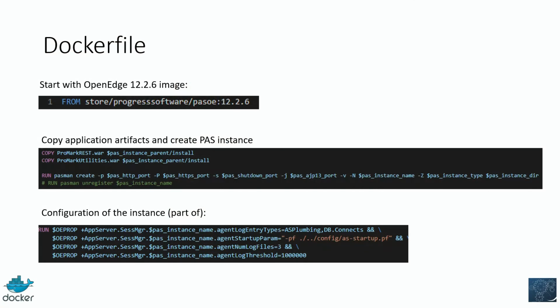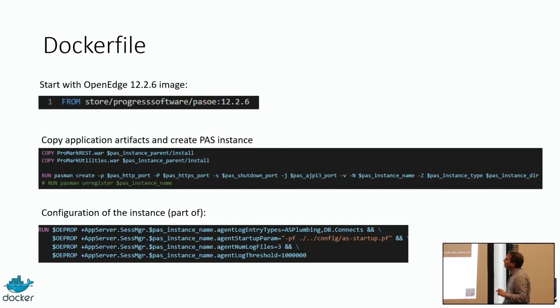Well, so the top line says we use the Progress software PAS4OE image. We are on the latest LTS version, so no 12.4. We're waiting anxiously for the next 12, the next LTS release, and no clue what version that's going to be, but haven't heard a decent answer yet.